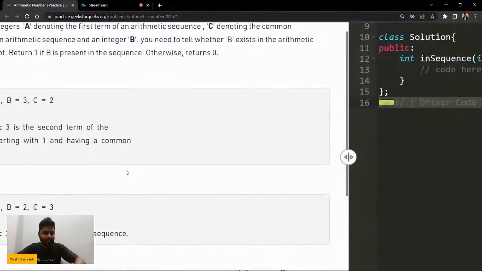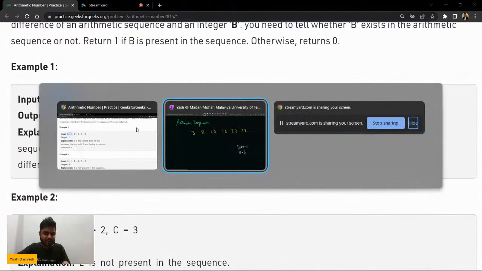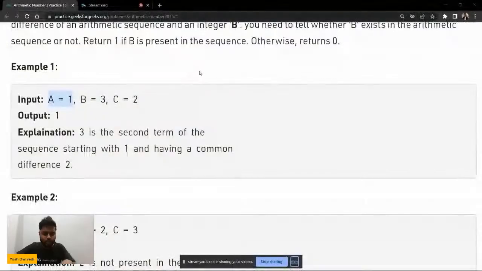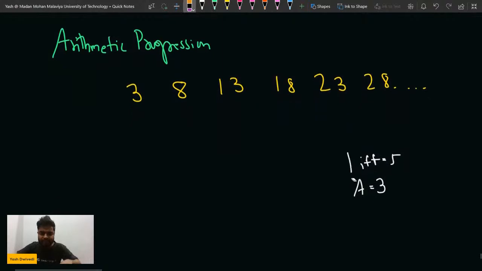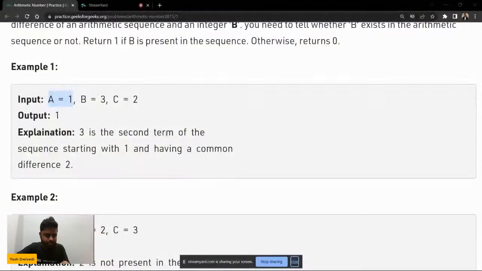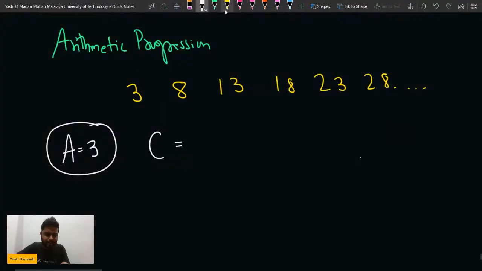Let us say we have been given this particular scenario. The series will not be given, so we will be given the terms. Let's say the starting term a has been given as 3, and we have been given c, which is the common difference. You can read here that c denotes the common difference. Let's say the difference between the adjacent elements has been given to us as 5, and we have been given the b value as, let's say, 23.